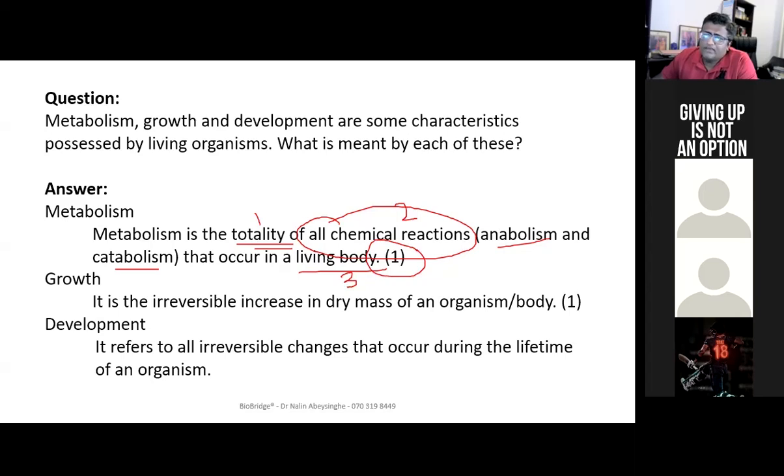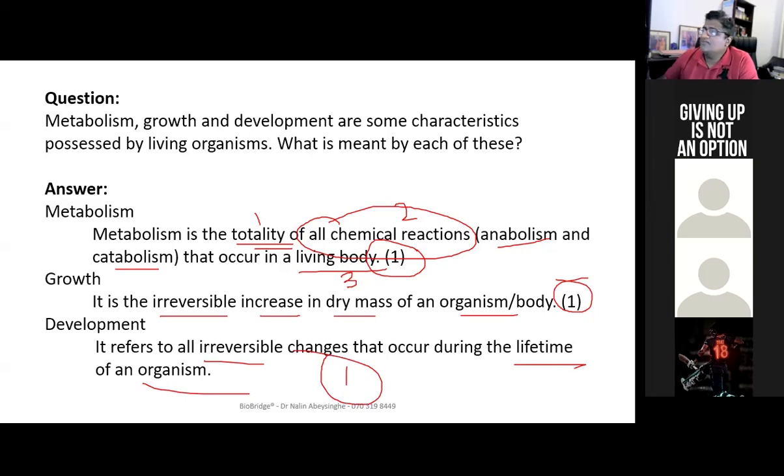Growth: irreversible increase in dry mass of an organism or body. If all 4 are there, you will be getting 1 mark. Development: again irreversible, that occurs in the lifetime of an organism. If all 3 are there, you will be getting 1 mark. That's how the marks are scored. Right?